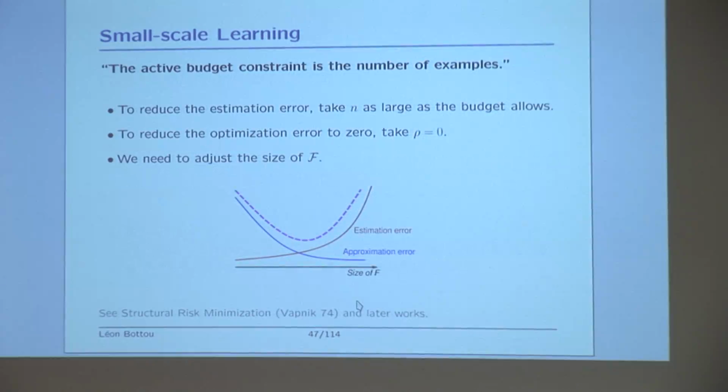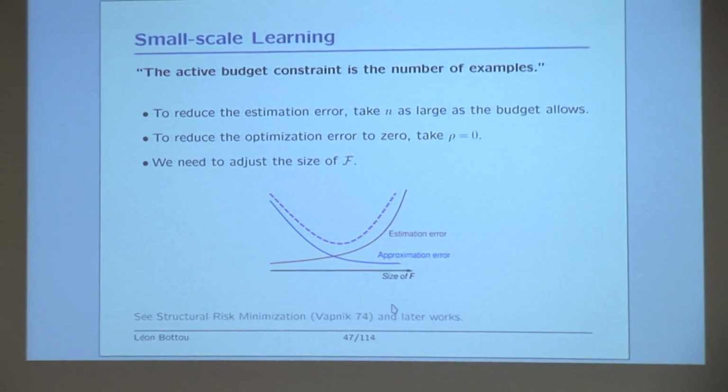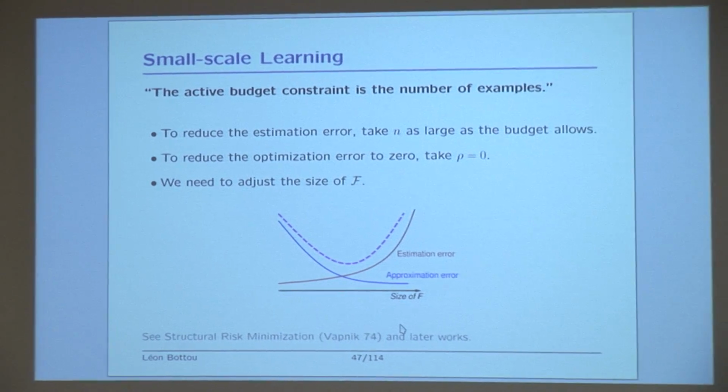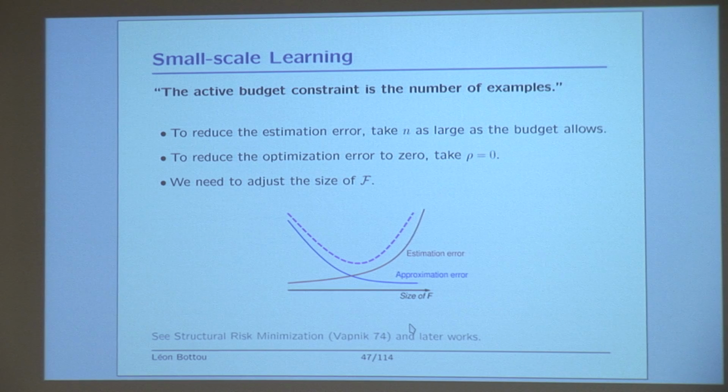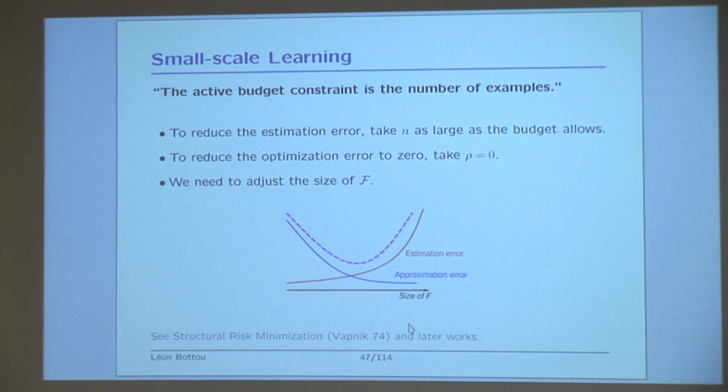So let's look at the small-scale learning problem. If my constraint is the number of examples, well, I can reduce the estimation error as much as possible by taking all the examples. And I can reduce the optimization error to nearly zero by optimizing till the last digit I can get on my machine. Time is not the issue. And I'm left with adjusting the size of the family of function, which is the classical situation we have in machine learning.